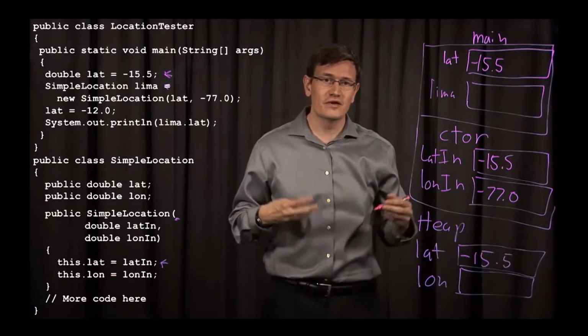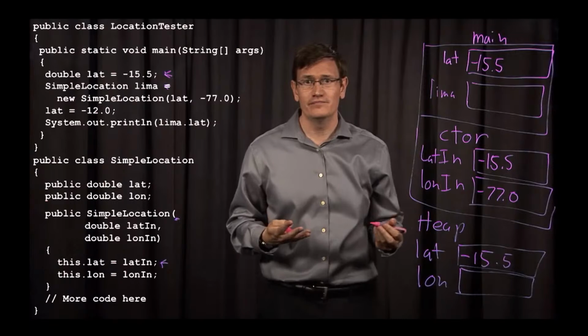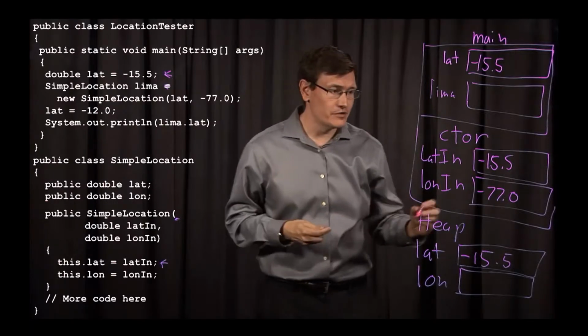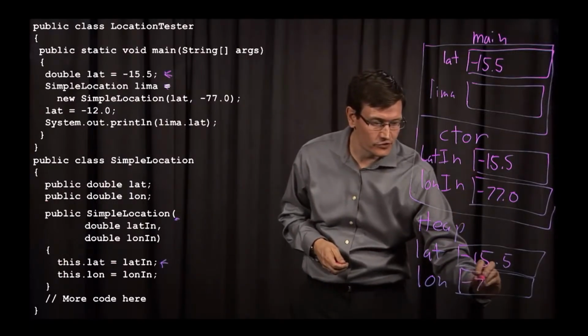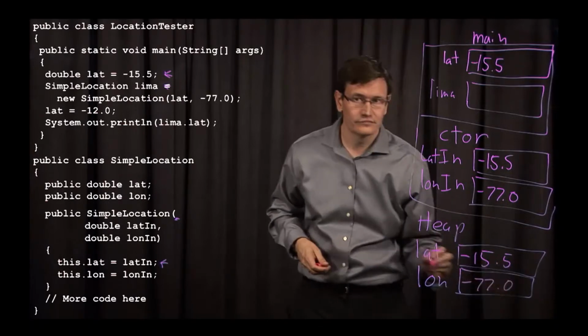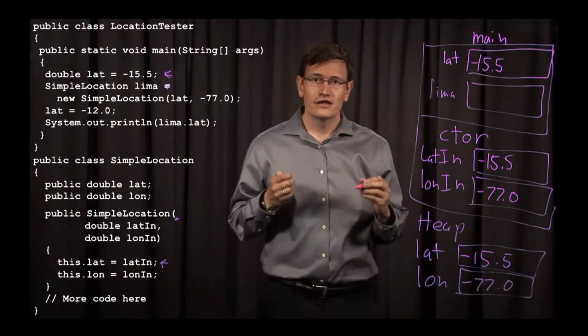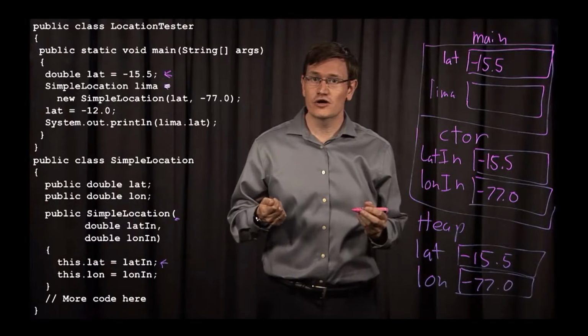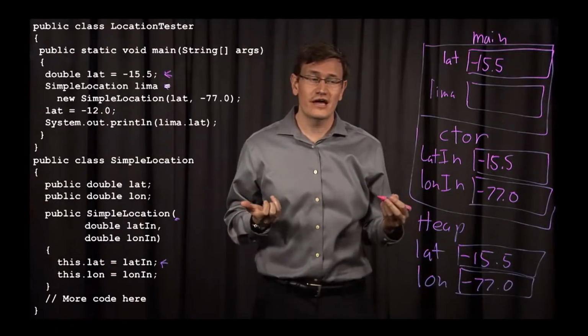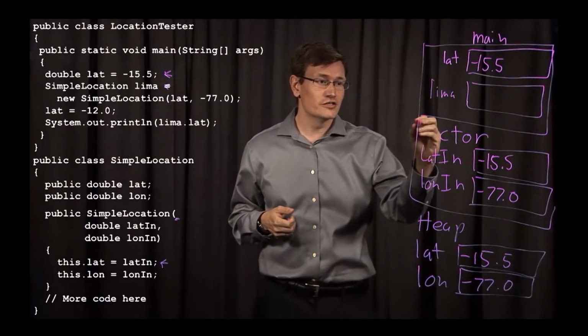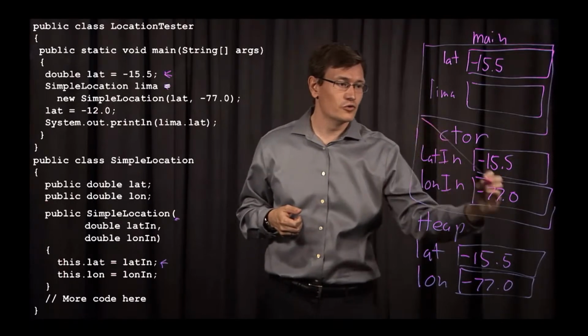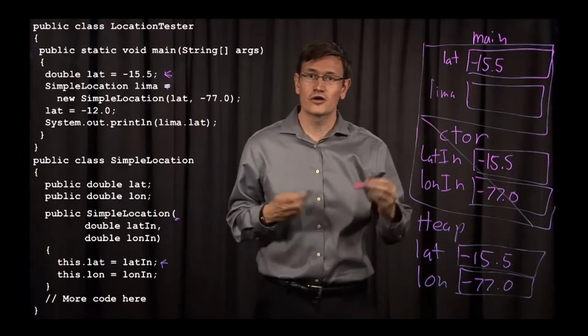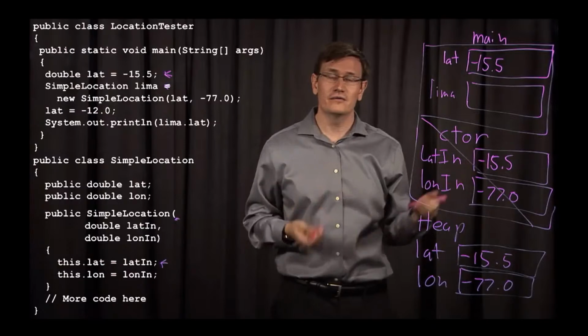The next line of code is going to behave exactly the same way, right? All it's going to do is copy minus 77 into long. Now we finish this constructor, and at the end of any method, as we know, these variables essentially get destroyed. So I'm just going to do a quick line through it to say that our constructor variables are gone, and we're now back in main.